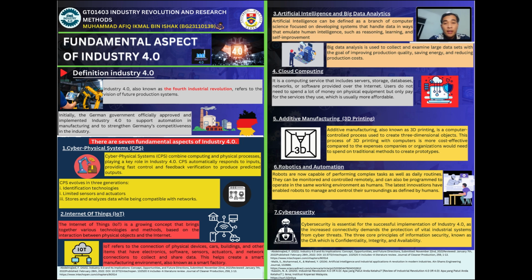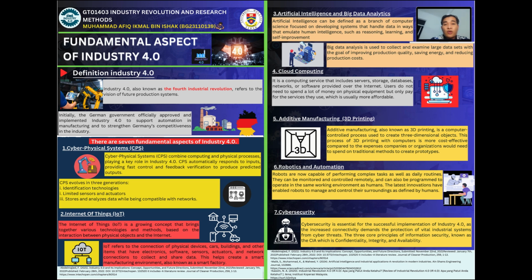The fifth aspect is additive manufacturing or 3D printing. Additive manufacturing, also known as 3D printing, is a computer-controlled process used to create 3-dimensional objects. This process of 3D printing with computers is more cost-effective compared to traditional methods, on which companies would need to spend a lot to create prototypes. For example, in the automotive industry, 3D printing is used to create prototype car parts quickly and cost-effectively, allowing manufacturers to test designs before mass production.